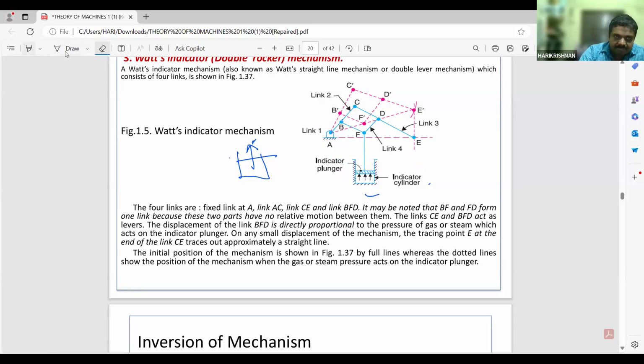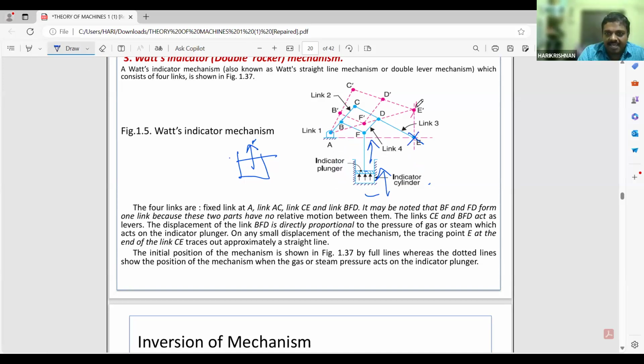When there is a pressure from the cylinder, what happens? This will move up. So whatever point E over here, it will be tracing to E dash. Similarly, point B will become B dash, C will become C dash, D will become D dash. So it will trace another path. For example, if you are having an indicator over here, when some pressure is applied, this indicator will change to this. So when a pressure is applied, this indicator position will be changed.